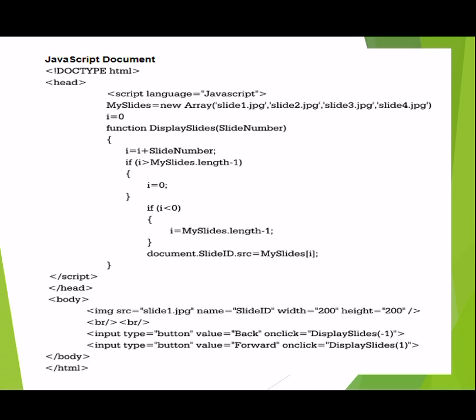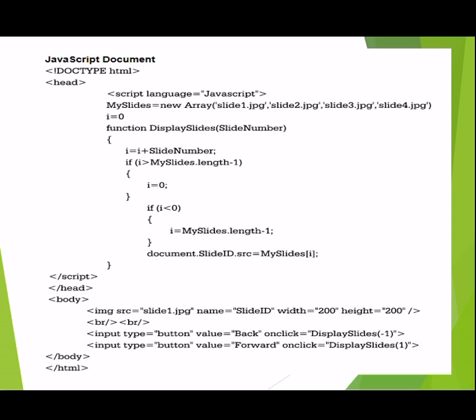Then give break two times. Take two buttons, back and forward, in order to display the slides back and forth. So input type is equal to button. First value is equal to back. So this is the back button. onclick, displayslides(-1). So -1 will decrement the slides and the previous slide will be displayed. That is, the index will be decremented and the previous slide will be displayed.